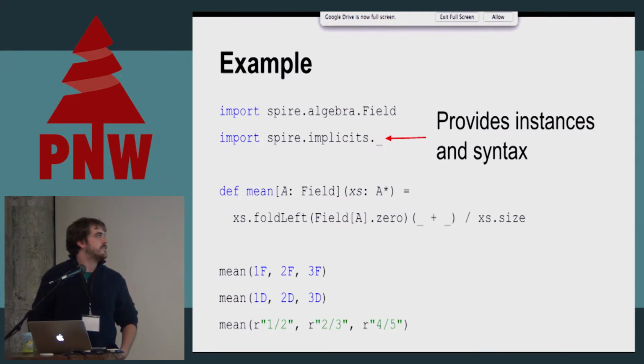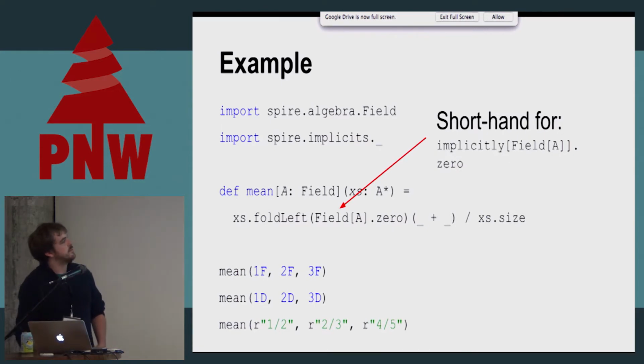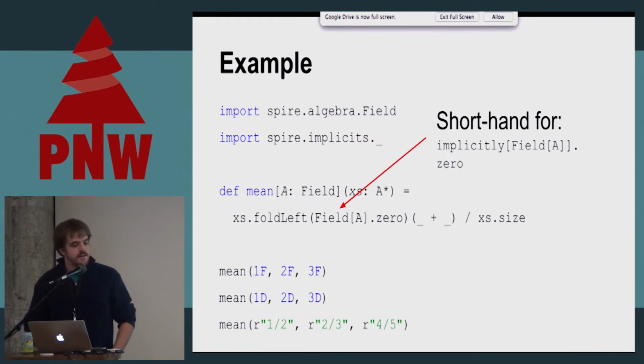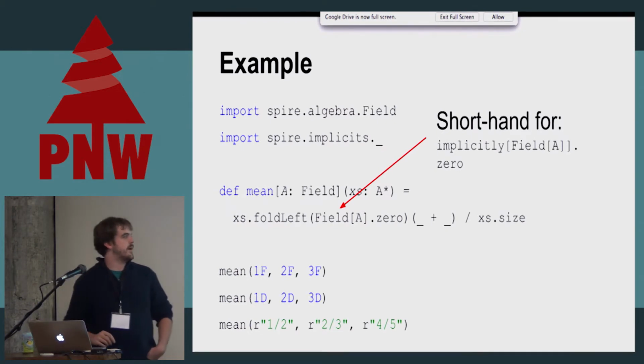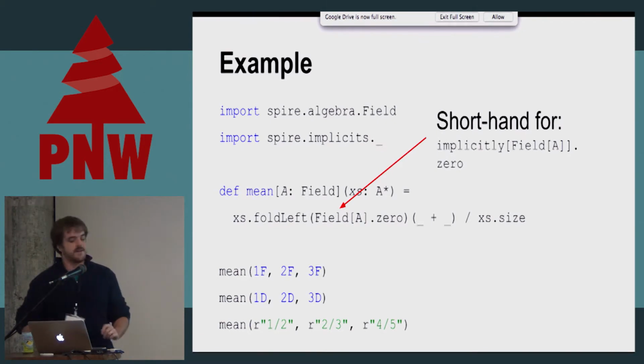We have the first import here, which basically provides all the little syntax we see. This is the only time we'll really see it here because I want to keep the slide short. But basically, you can see we have some little magic here. We have the implicit parameter Field[A], and once we have that, that means that we can sum them up and we can divide by the size. The important thing here is that Field[A].zero is just shorthand for that. So I just don't want you to have to worry about that.